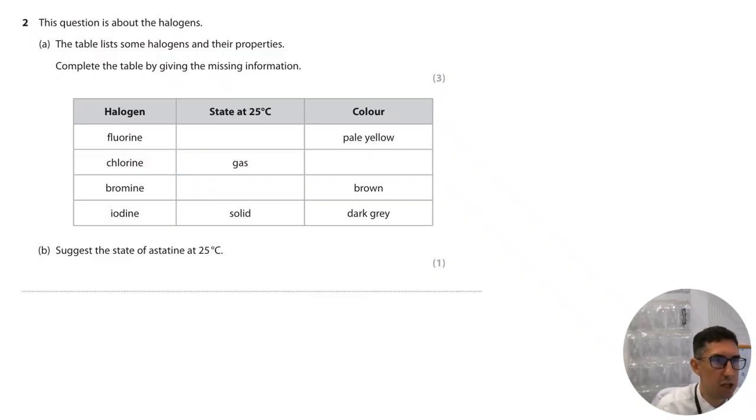Okay, this question is about halogens. The table lists some halogens and their properties. Complete the table by giving the missing information. So the information they're asking about is the state, so solid, liquid, or gas, and the color. So fluorine is a gas at 25 degrees.